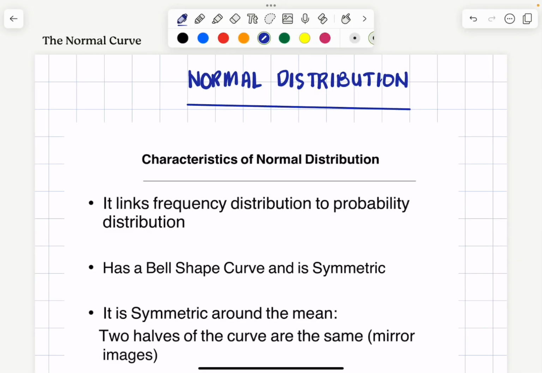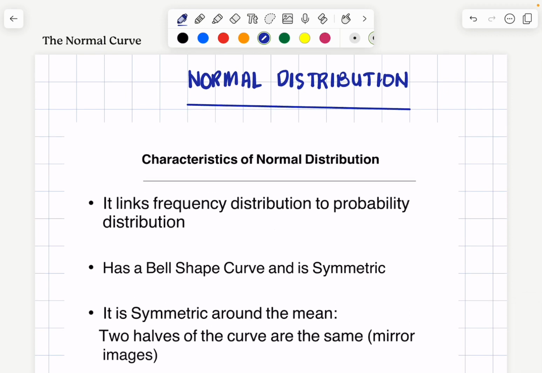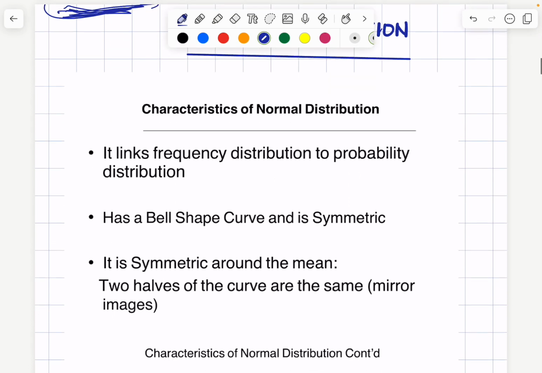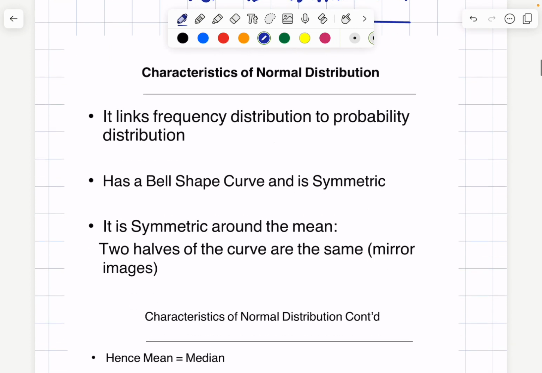Okay, so today we'll be discussing normal distribution. When we say normal distribution, its graph is called the normal curve. And here are the characteristics of a normal distribution. It has a bell-shaped curve and is symmetric.